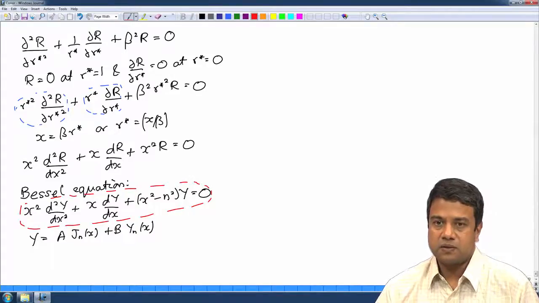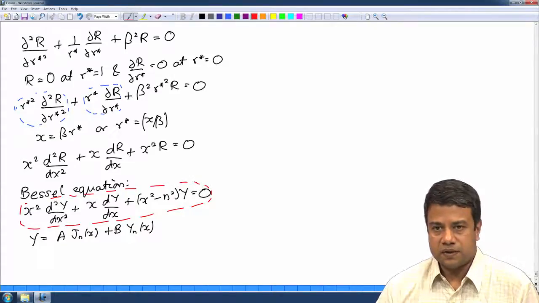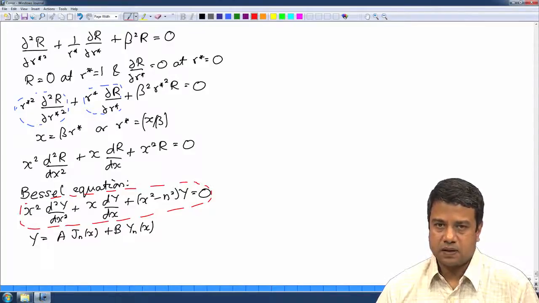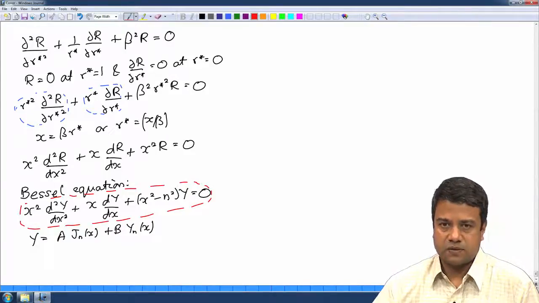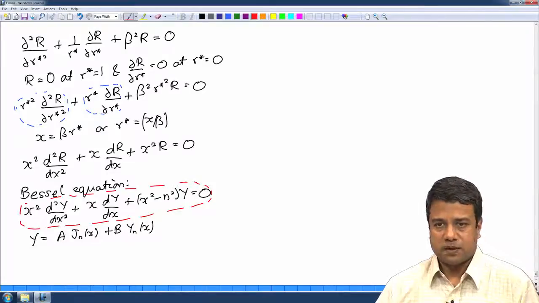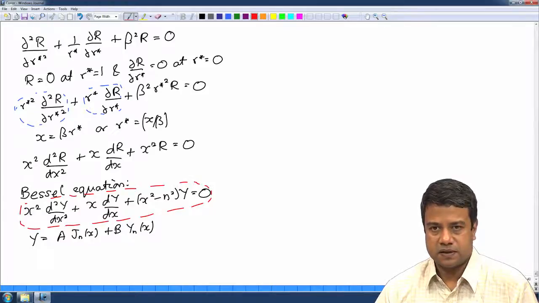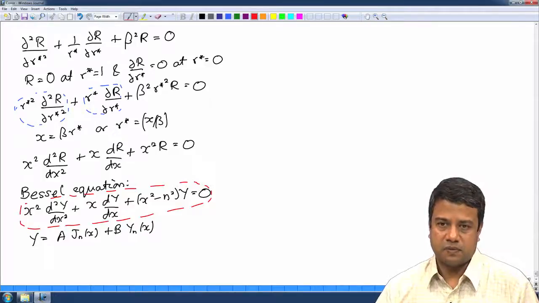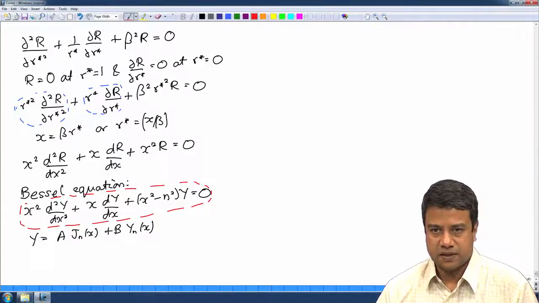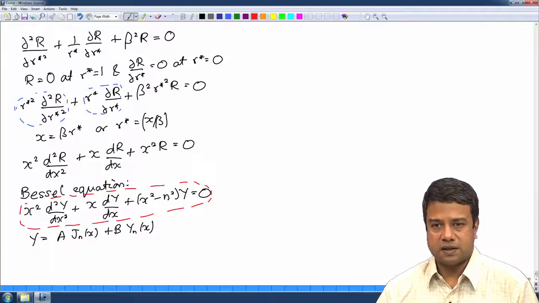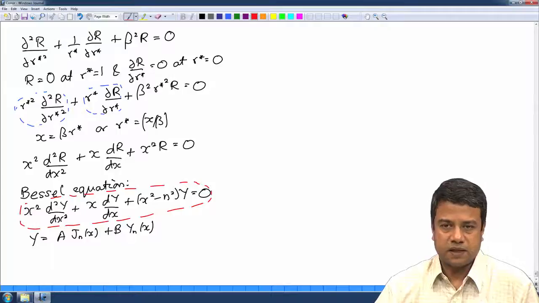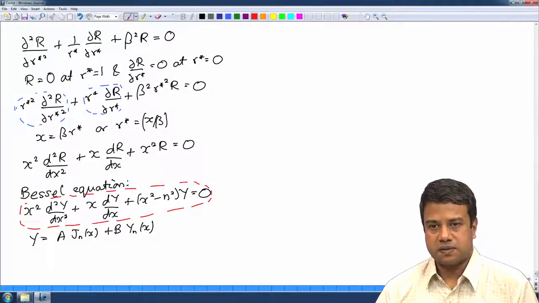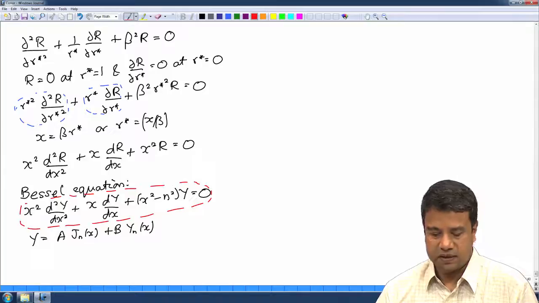These are similar to, in the case of a finite channel, the sine and cos functions we got. Sine and cos functions, of course, are also special functions. We can plot them. We know what the values are at different values of x. Similarly, in this case as well, these solutions can be plotted. We know what their values are for different values of x. And using these, we can construct solutions. So, instead of sine and cos functions in the case of a finite channel, these Bessel functions form the basis set for an infinite channel.